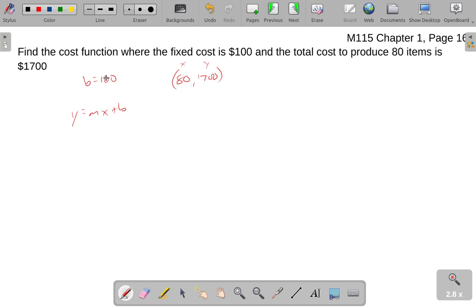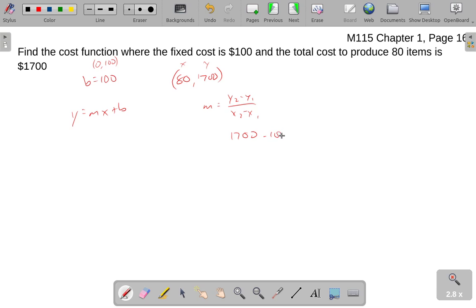Alternatively, you could say, well, this is my y-intercept. This is actually a point. This is the point (0, 100). So that means I could use my slope formula, m equals y2 minus y1 over x2 minus x1. Either way works here. Let's do the slope, because I feel like that's probably a little more natural.